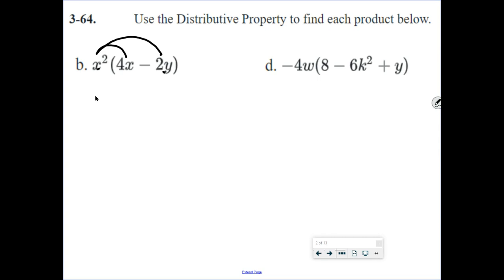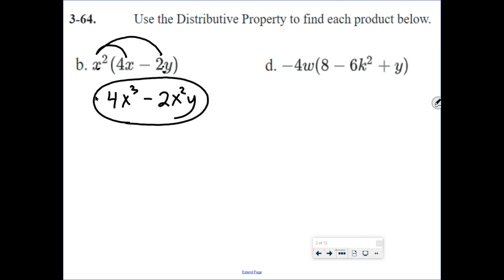So x squared times 4x, since I'm multiplying, it'd be x times x, so 4x to the third power. Now don't show this on your paper, just 4x to the third power. I showed it there just to make sure you understood what we were doing. Minus, now here I've got 2y times x squared. In that case, the number goes first, and then we go in alphabetical order, so x squared y. That would be my answer. So with the distributive property, I just multiply the parts on the outside by every term inside.